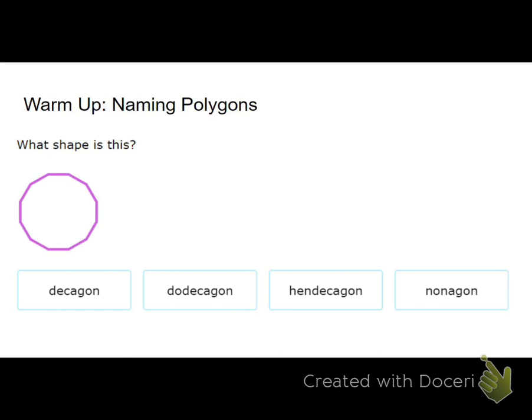All right. Turn and talk with your partner. What shape is this? I got dodecagon. I counted 12 sides. 12 sides. Dodecagon. And that's it.